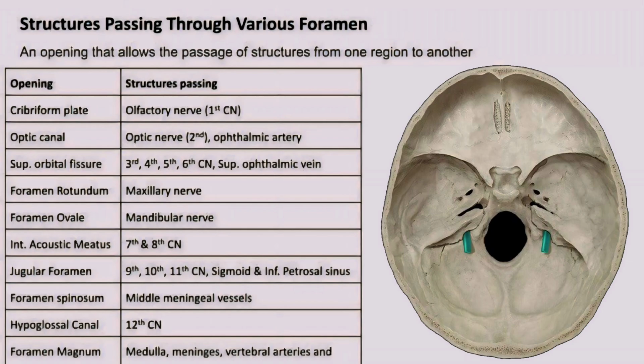From the internal acoustic meatus: 7th and 8th cranial nerves. From the jugular foramen: 9th, 10th, 11th cranial nerves, sigmoid and inferior petrosal sinus. From foramen spinosum: middle meningeal vessels. From the hypoglossal canal: 12th cranial nerve. From foramen magnum: medulla, meninges, vertebral arteries and veins.